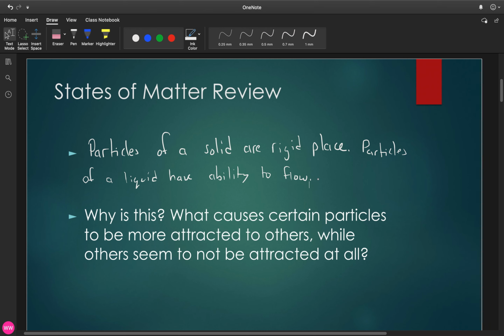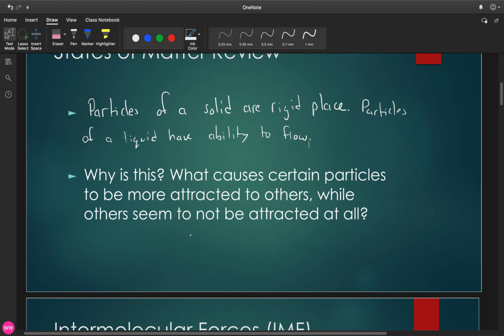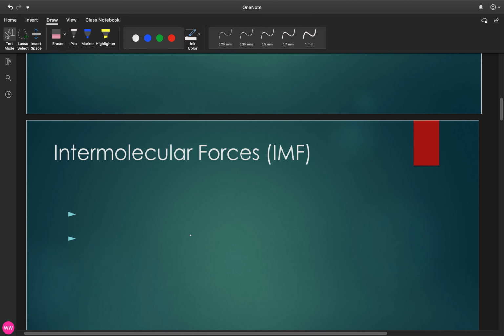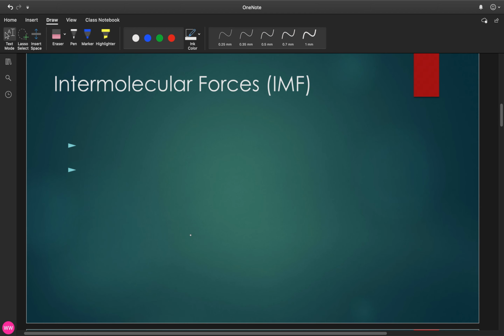So why is this? What causes certain particles to be more attracted to others, while others seem to be not attracted at all? And once again, our reasoning for this is going to be intermolecular forces. So let's actually get into this. Intermolecular forces, which is often abbreviated as IMF.